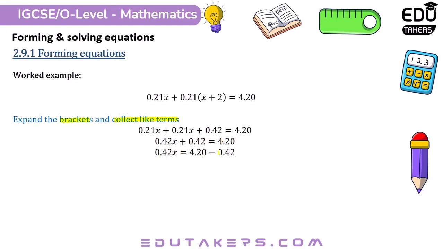0.42x equals 4.20 minus 0.42. Now solve for x. So x will be equal to 9. The result is 9.